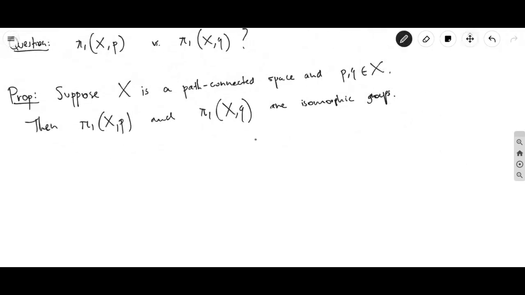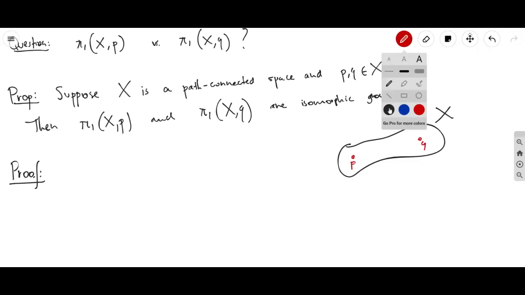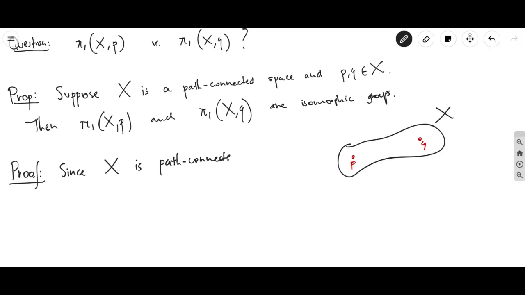So let's discuss the proof of this. Let's draw a picture. So let's say this is X, this is P, this is Q. So here's the way the proof is going to go. Since X is path connected, let's choose any path. Now you can have many paths, but choose any path F from P to Q. So it could be anything. That's going to be F.